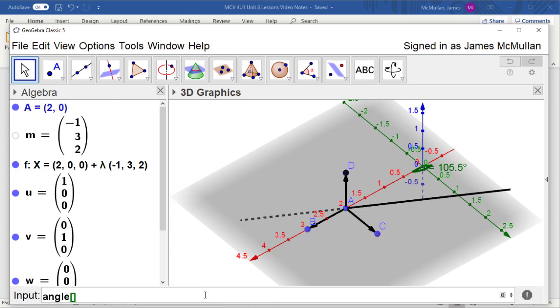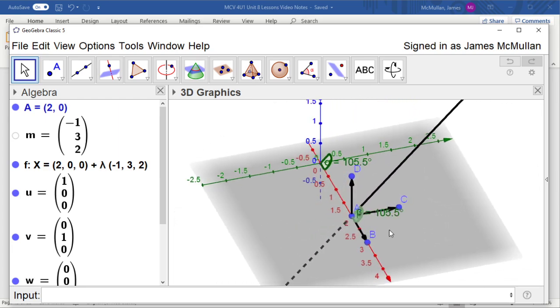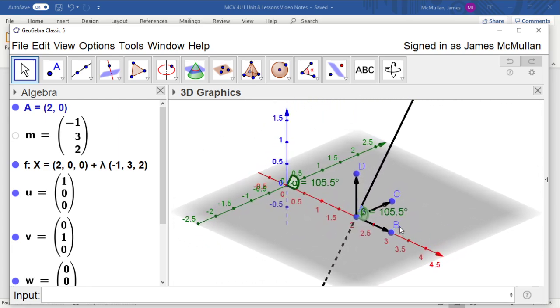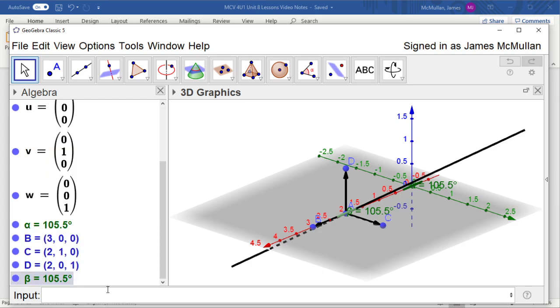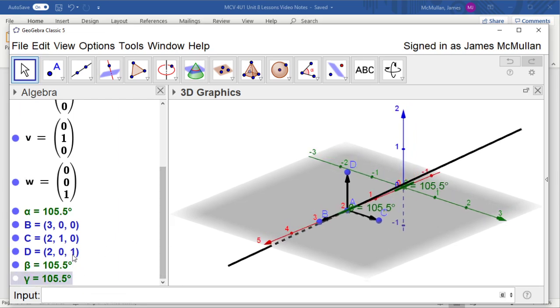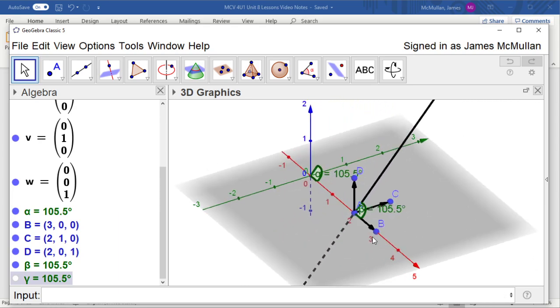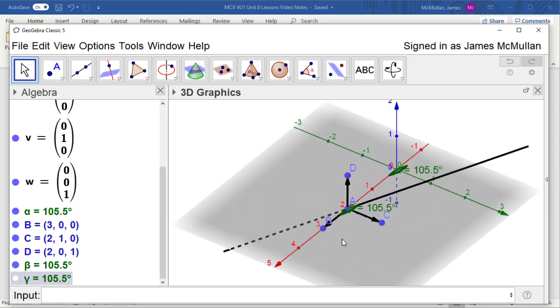Okay, so if I go angle, let's do the x one first. So B to A, and then the other point will be A plus M. Okay, so there's the angle it makes with the x-axis. That 105.5 would be the same thing as inverse cos of -1 over square root 14. That's just where that's coming from. It's just measuring that angle from the direction cosine.